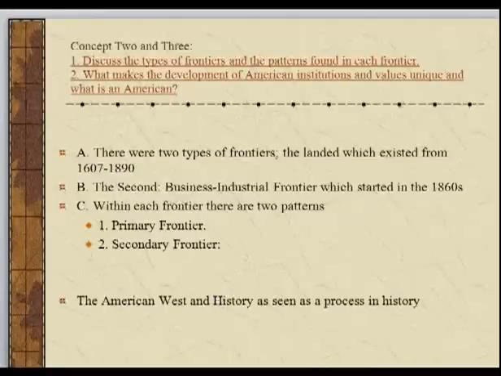So we're going to look at concept 2 and 3 in this link. It's important to understand. Concept 2 is to discuss the 2 types of frontier and the patterns found in each frontier. And then concept 3 is what makes the development of the American institutions and values unique, and what is an American, in the fashion of looking at the frontier as a process.